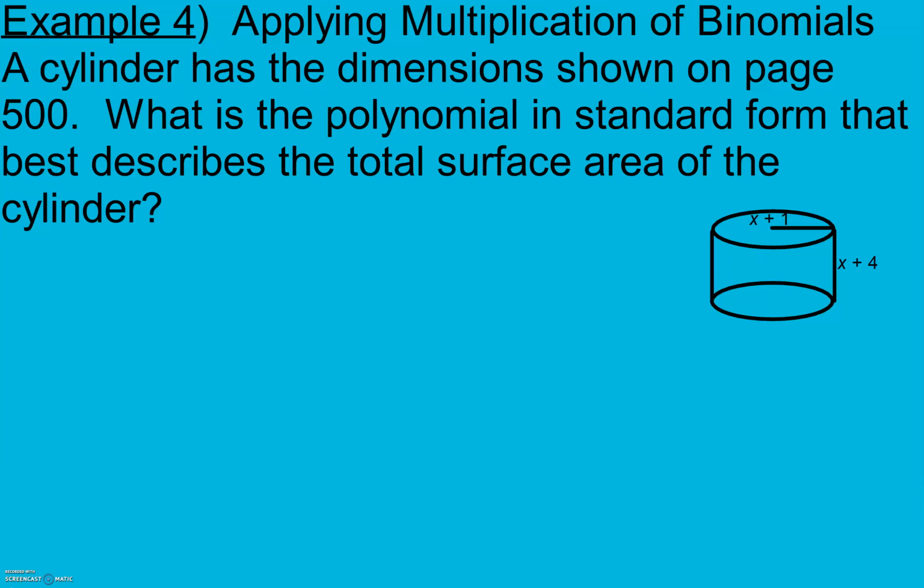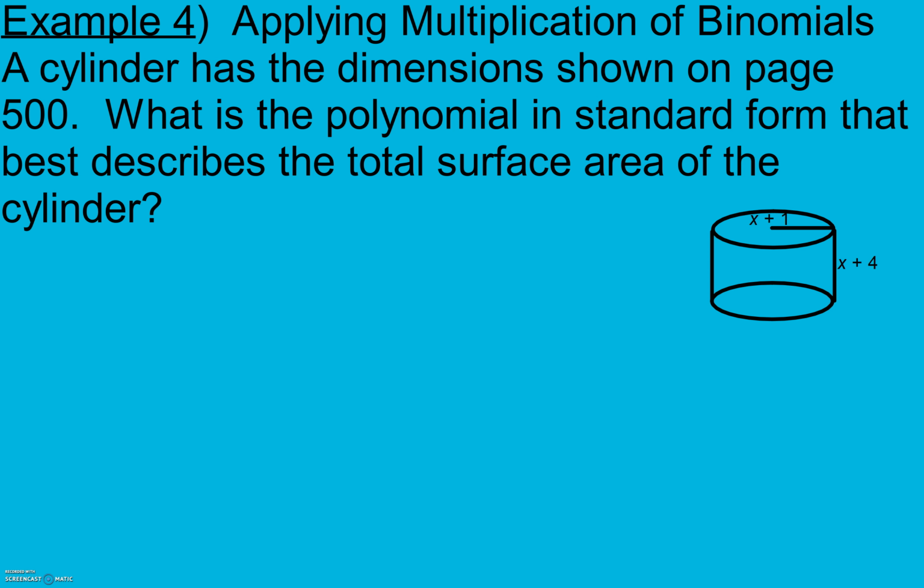Continuing on in section 8.3 here, example 4 is applying multiplication of binomials. A cylinder has the dimensions shown on page 500. Here it has our radius as x plus 1 and our height as x plus 4. We want to know what is the polynomial in standard form that best describes the total surface area of the cylinder.